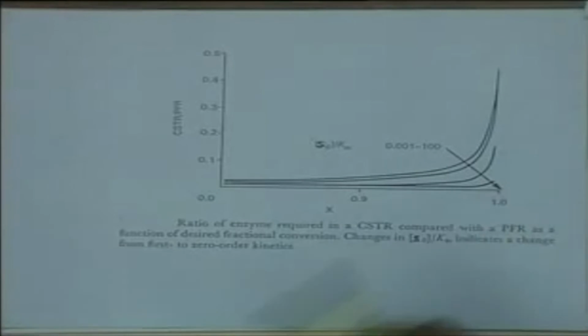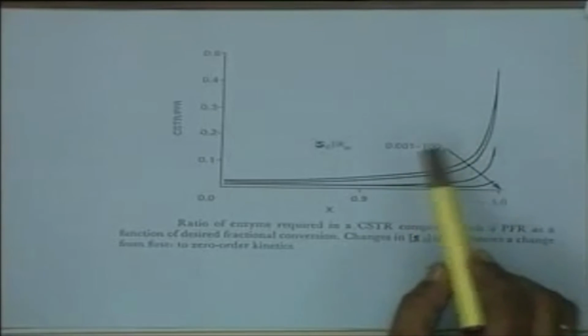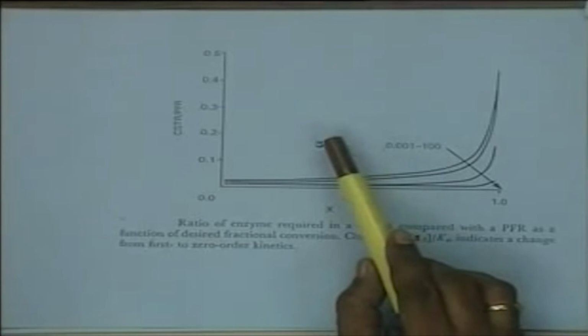Now a typical profile for the relative quantities required is shown here. As you notice here, whatever I just mentioned signifies the same thing. That means there are two things to be looked at. One is the relative quantity of substrate to Km.